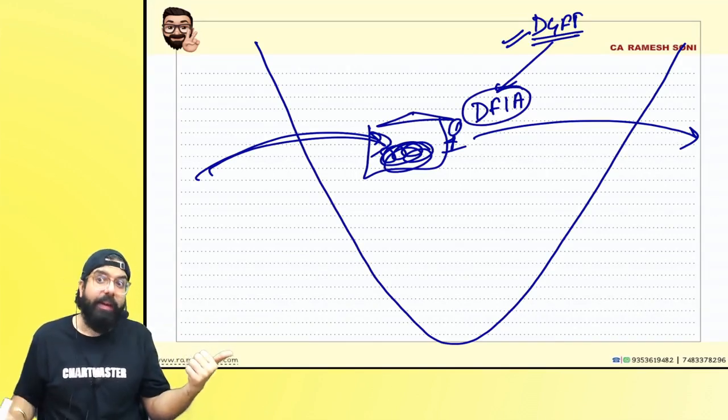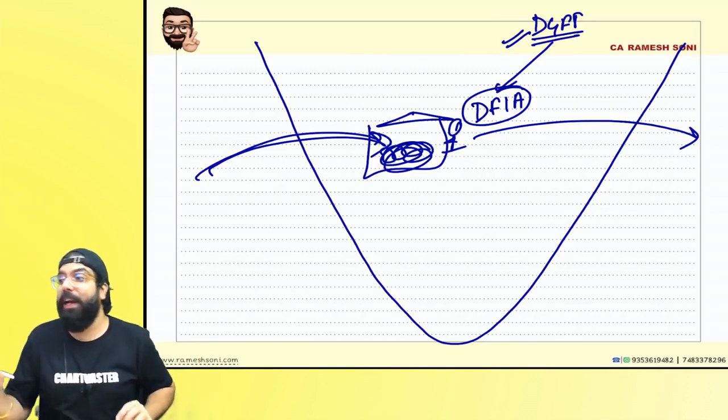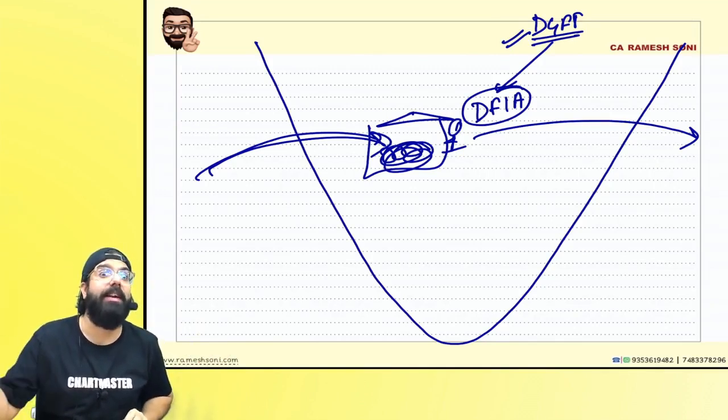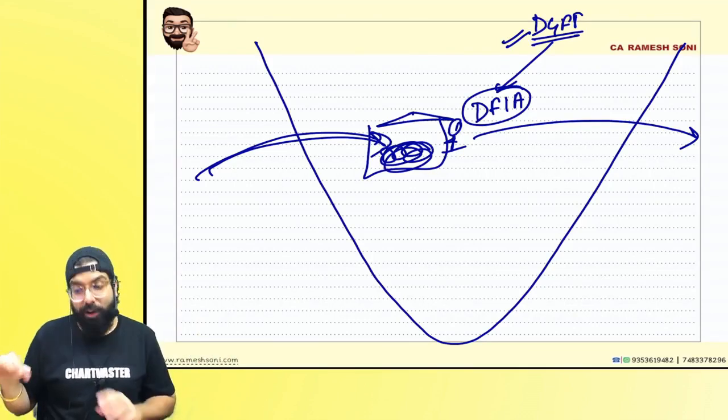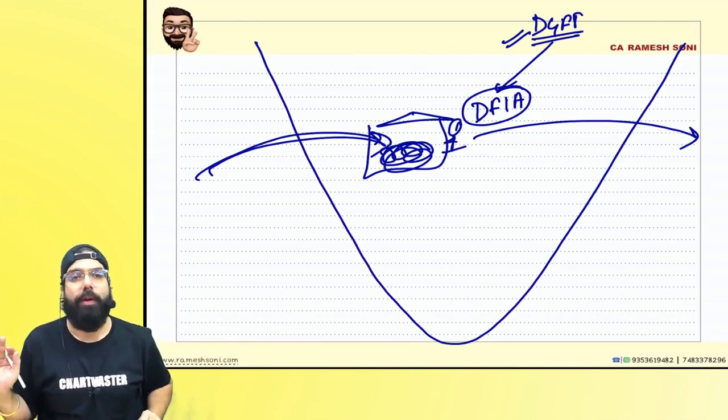First export, then he will allow you to import. Duty-free import authorization will be given. Duty-free import authorization is nothing other than replenishment. Whatever your raw material is used for export, he will tell you now you can go ahead and import. Are you guys able to understand?